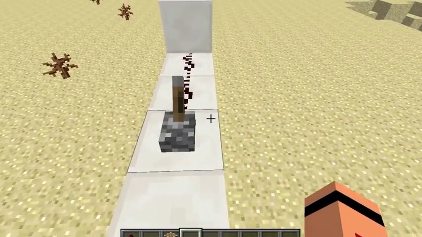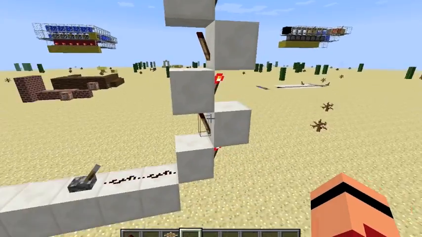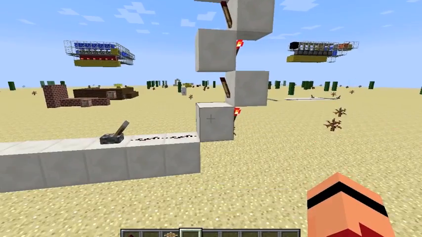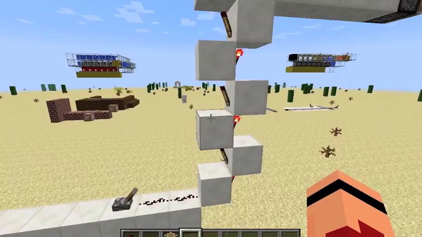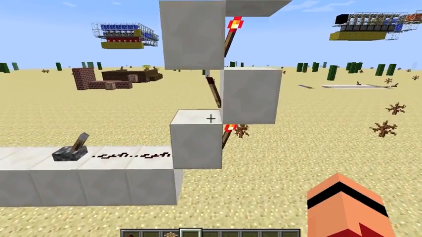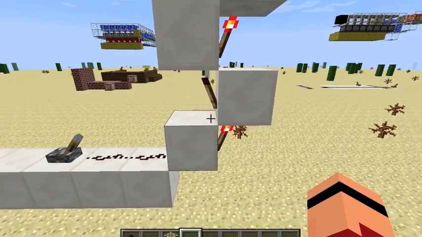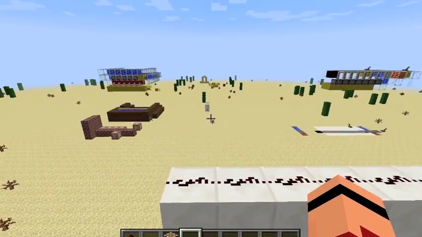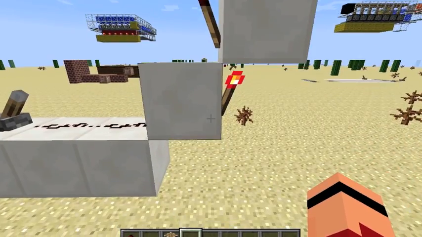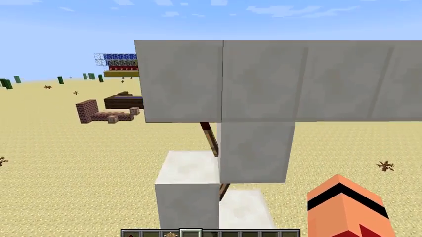Alright, so what I have here now is, honestly, I think what we used to use for a repeater before repeaters existed. But it's also something you can use to make a redstone current climb vertically.